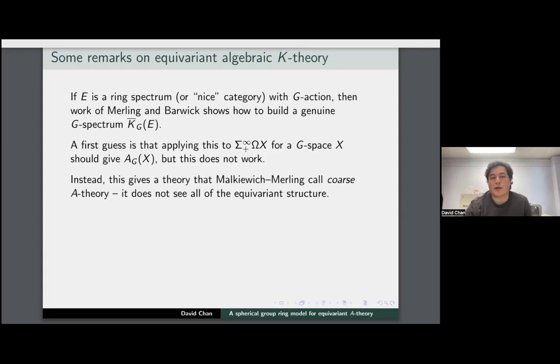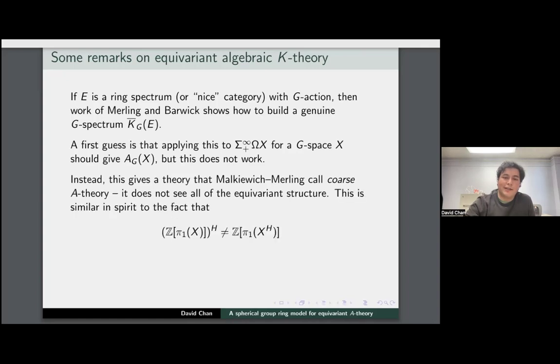Malkiewicz and Merling call this coarse A theory, but it doesn't end up seeing all the equivariant structure. I believe this is equivalent to something called bivariant A theory, which is due to Williams as well. I think these are the same theory, and I think Malkiewicz and Merling show that. So why does this sort of miss out on structure?